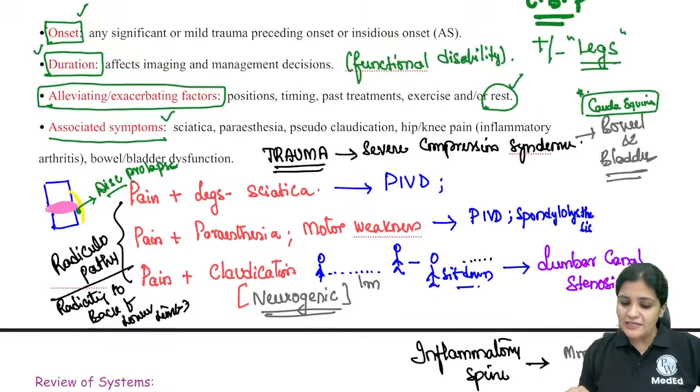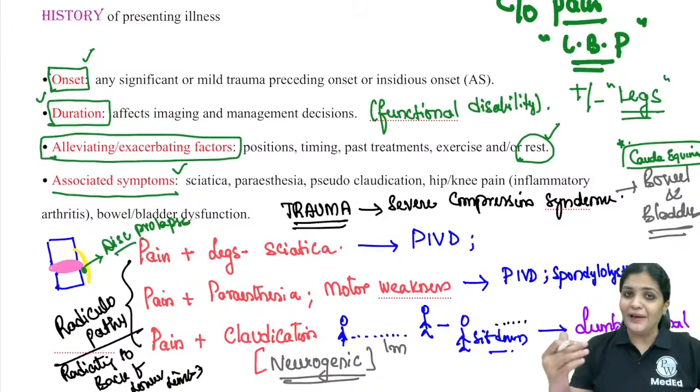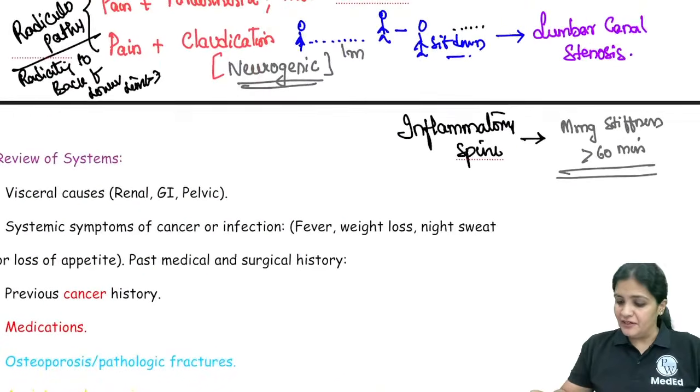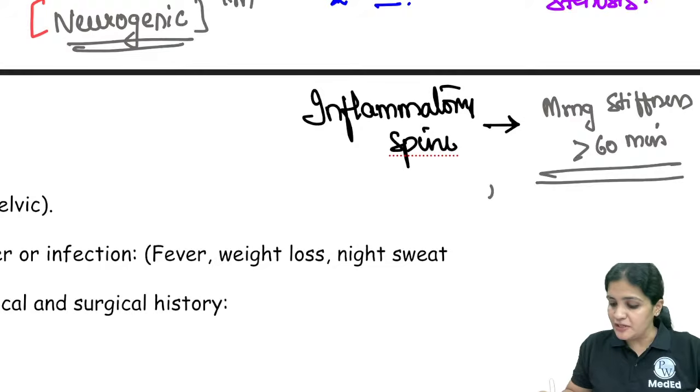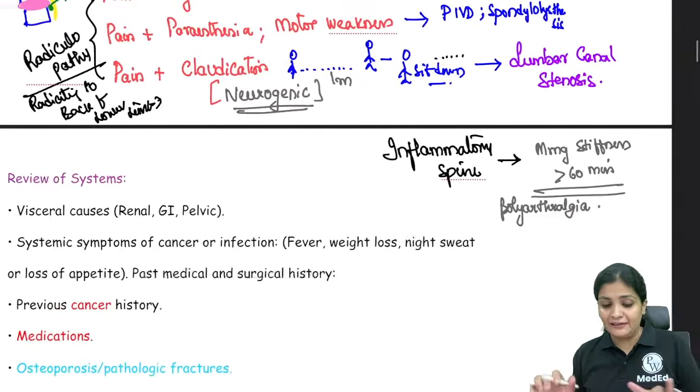So this is how you deal with associated symptoms, like you have to ask about sciatica, paresthesia, claudication, associated hip and knee pains. Sometimes if the patient has associated hip and knee pains, polyarthralgia, you can think about inflammatory conditions. So these are history taking. This is completely the history taking.